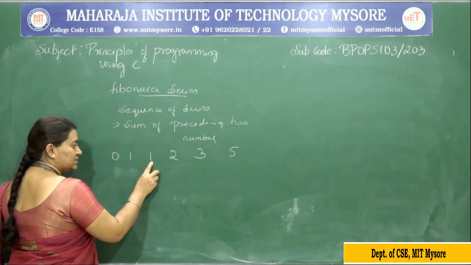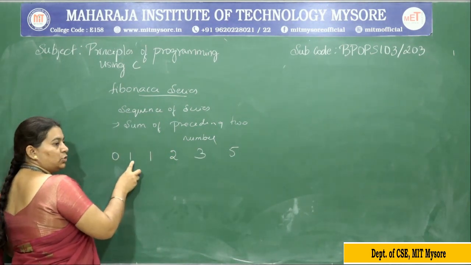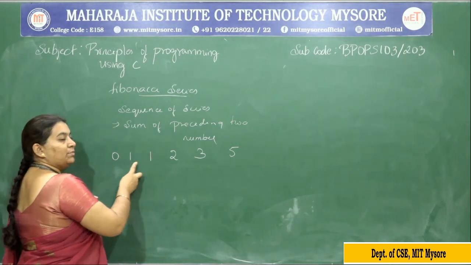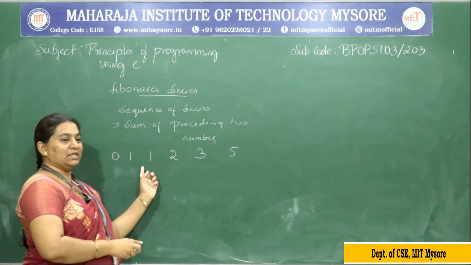So to get this result I have to add this. So 0 plus 1, it is 1. Next 1 plus 1, 2. 2 plus 1, 3.